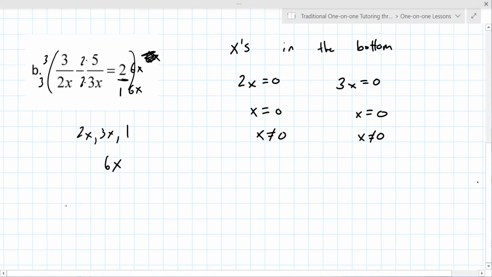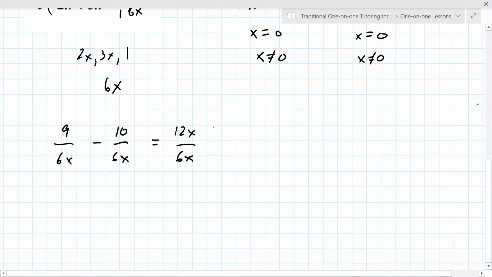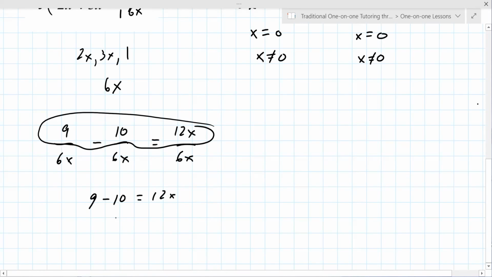So it ends up being 9 over 6x minus 10 over 6x equals 12x over 6x. So for this one, we actually do write out the bottom, but eventually you just grow to write out the top, because the top is what you care about. So you essentially have 9 minus 10 equals 12x, negative 1 equals 12x. So x equals negative 1 over 12. And since that's not 0, you don't have to worry about any of the things I just mentioned.